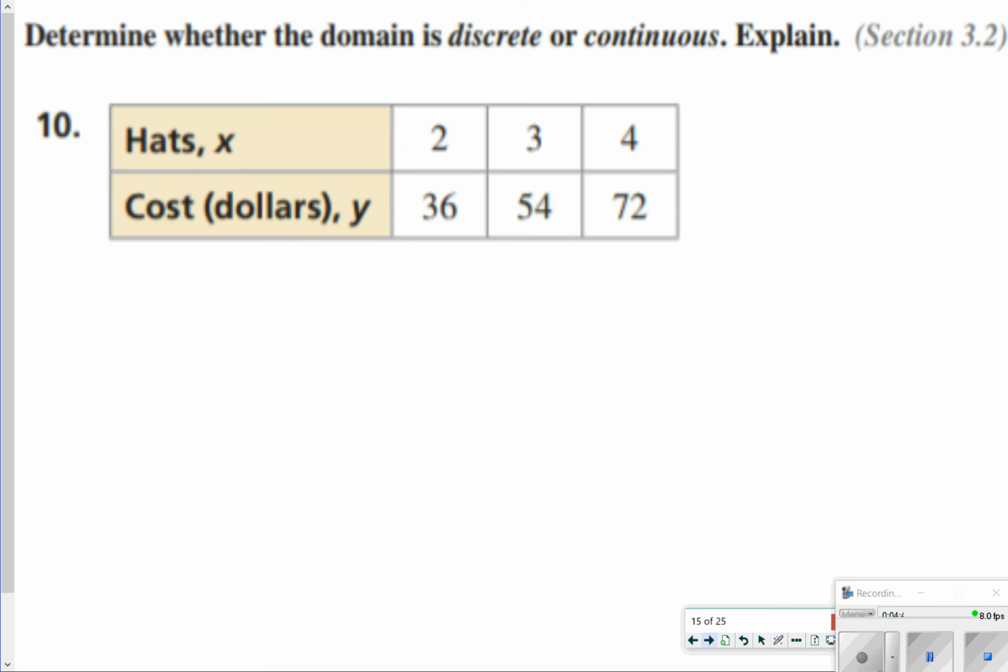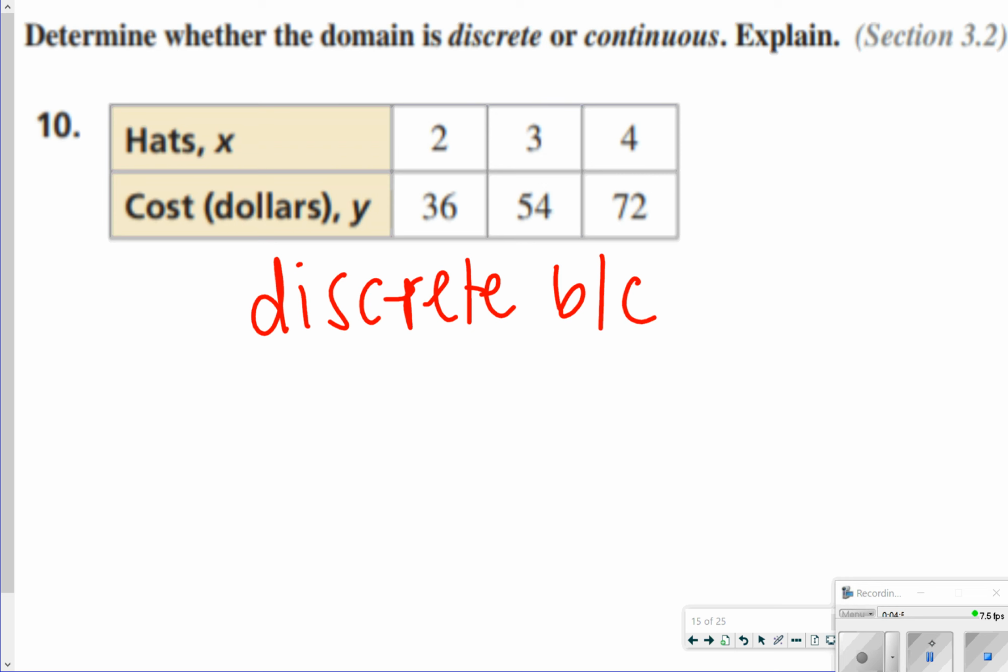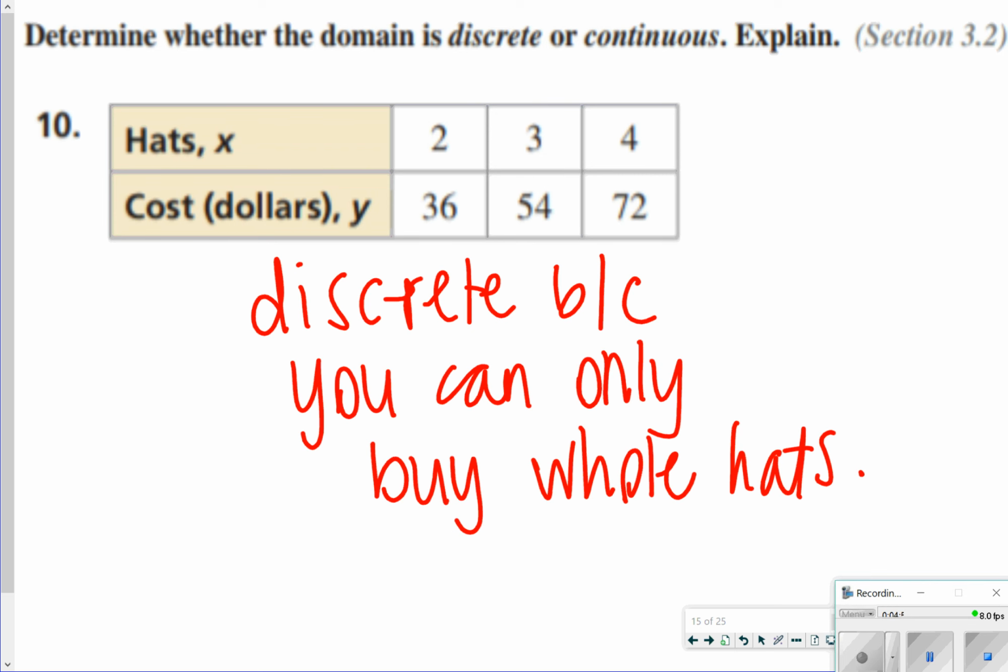However, this one, the hats example for number 10, would be discrete because when you go to the store, you can only buy whole hats. You can't buy 2.5 hats. So that's why that would be discrete.